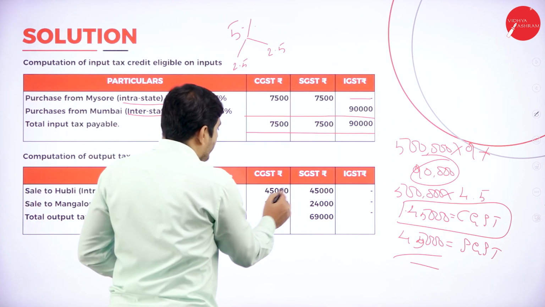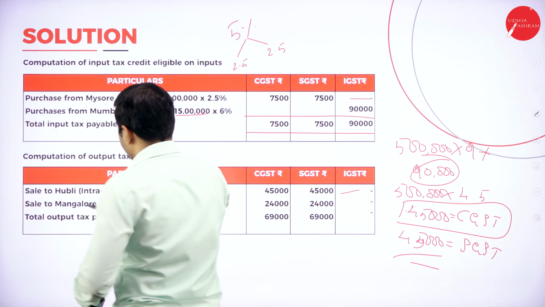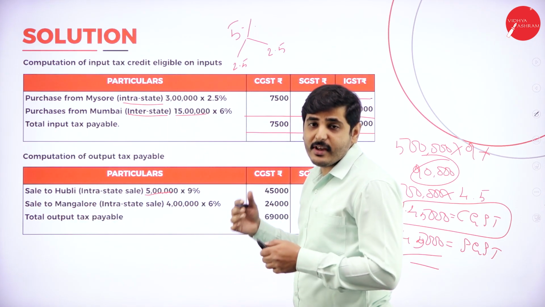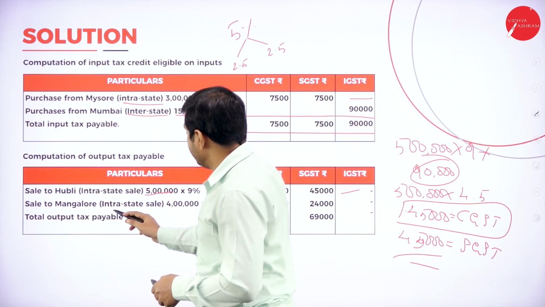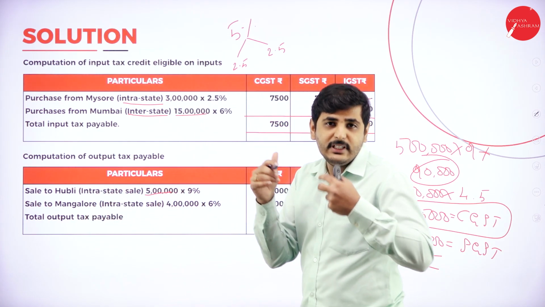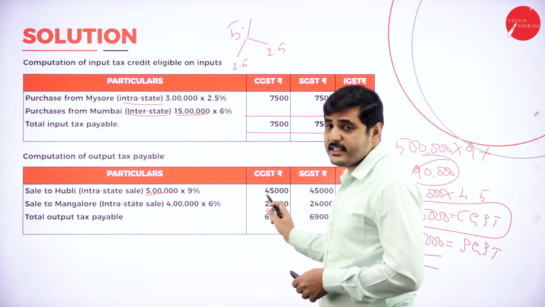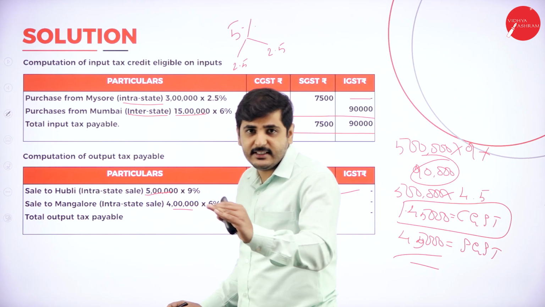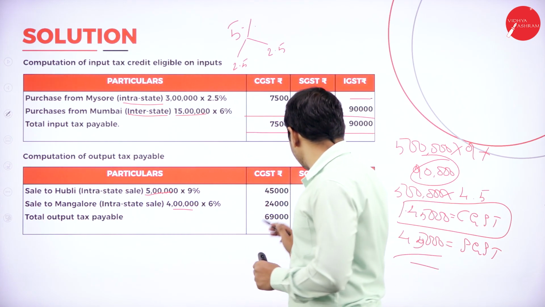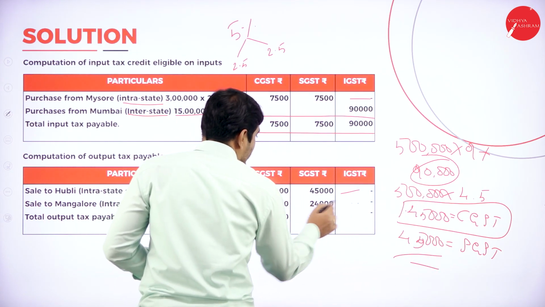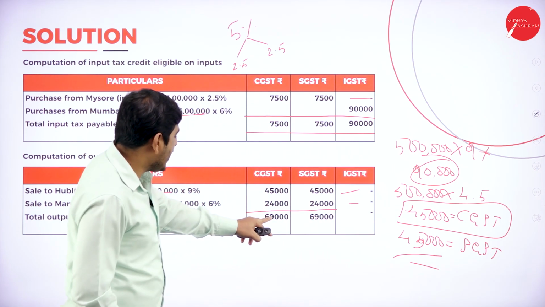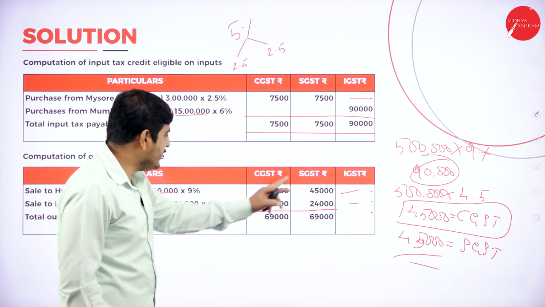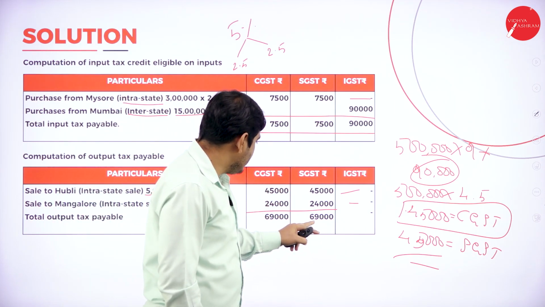Again, so from Hubli, 45,000, 45,000, IGST nil. Again, from Mangalore, where we are selling the goods to Mangalore. Where is Mangalore? It is within the state. Then we have to pay CGST and SGST. So on 4 lakh, 6% means what? 3% is CGST, 3% is SGST. So 24,000, 24,000. So if we add it, how much tax we have to pay? CGST we have to pay 69,000, SGST we have to pay 69,000.